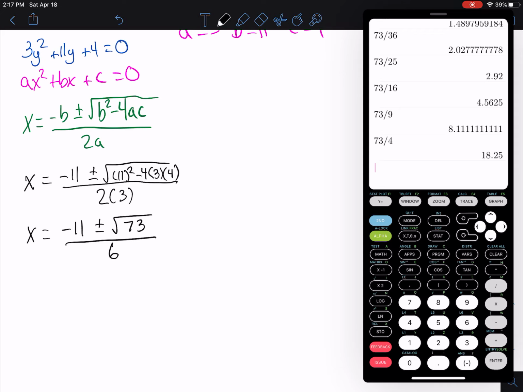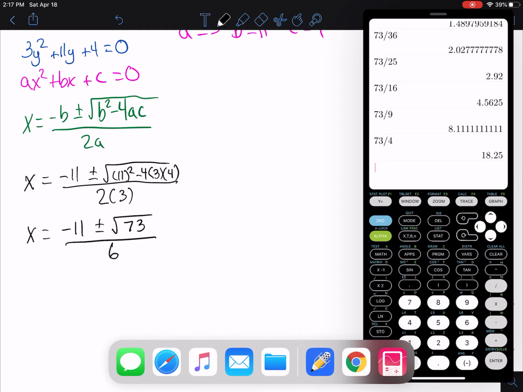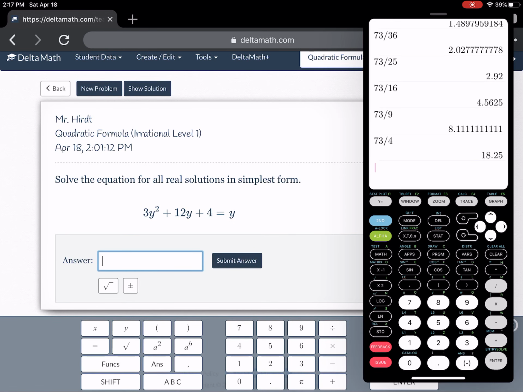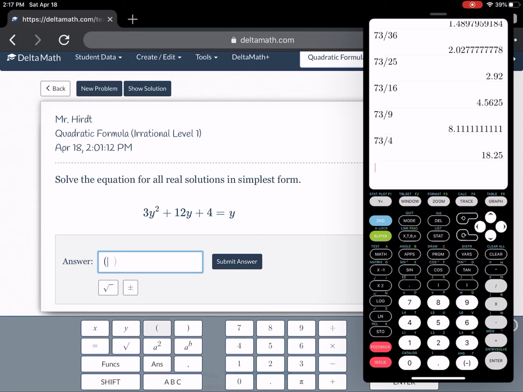So let's see how we can plug that into our Delta Math. Let's go back to our Delta Math screen and we're going to plug in the answer. What we want to do here is we have the plus or minus button, we have the y equals button. So we need to plug this in. We're going to make use of parentheses here, because remember I have to plug in everything divided by 6. So I'm going to start with minus 11.